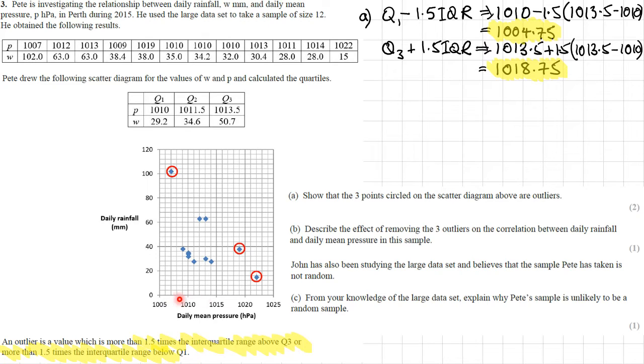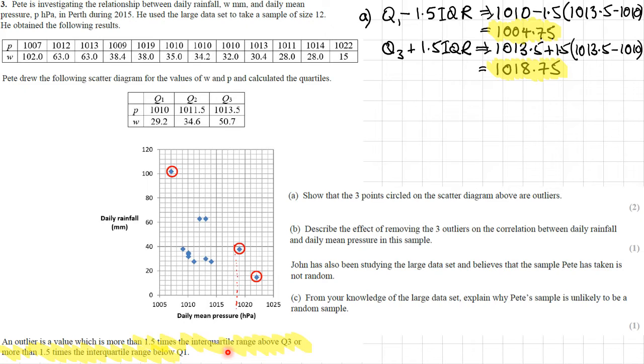Now I'm just going to mark where those points are roughly on the scatter diagram. So I can't do the 1004.75, it's off to scale, but basically any pressure greater than 1018.75, so that is going to be, let's say, about here. So any value greater than that is going to be an outlier. So these 2 points here are outliers for pressure.